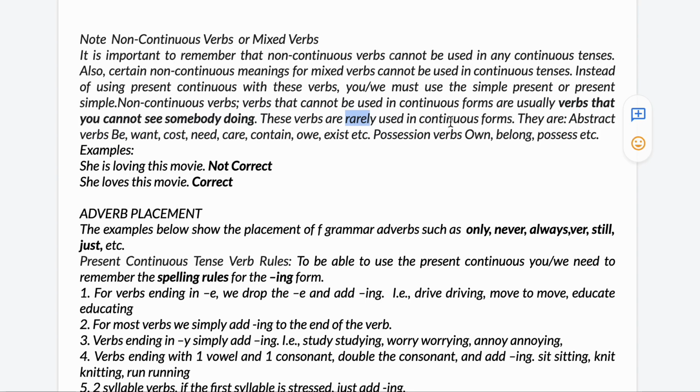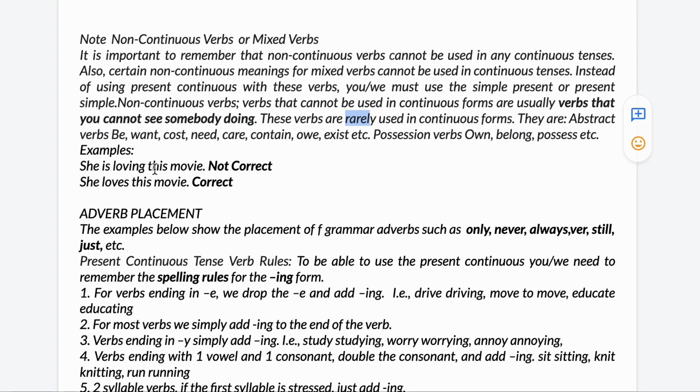So there are abstract verbs. Sorry, it's not nouns. Abstract nouns are things like happiness and uniqueness, where we put ness at the very end. Please forget that. I'm talking about abstract verbs. Be, want, cost. These are verbs we cannot use with the ing form.